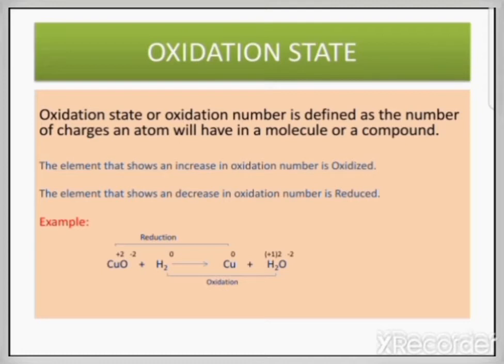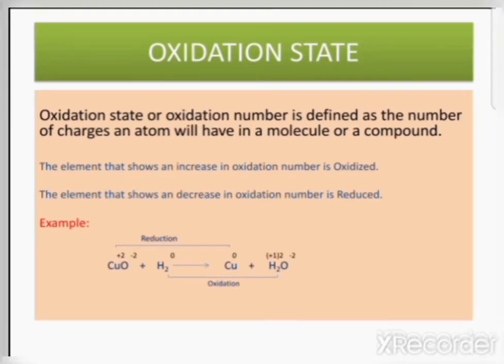let us consider the reaction between copper oxide and hydrogen. In this reaction, the oxidation state of copper in copper oxide is +2. After reacting with hydrogen, it forms copper and its oxidation state becomes 0. Since the oxidation state of copper during the reaction decreases from +2 to 0, therefore copper is reduced in this reaction. On the other hand, oxidation state of free hydrogen element is 0.